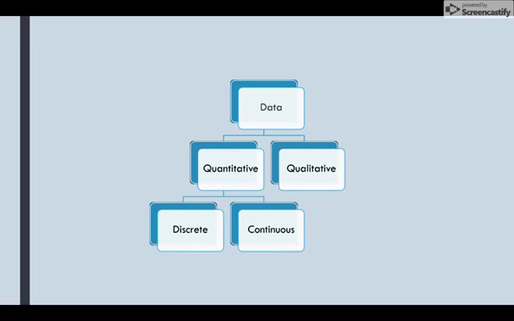This flowchart shows you how the data is classified by type. Your initial decision is whether the data is qualitative or quantitative. If it is quantitative, you have to then determine, is it discrete or continuous?